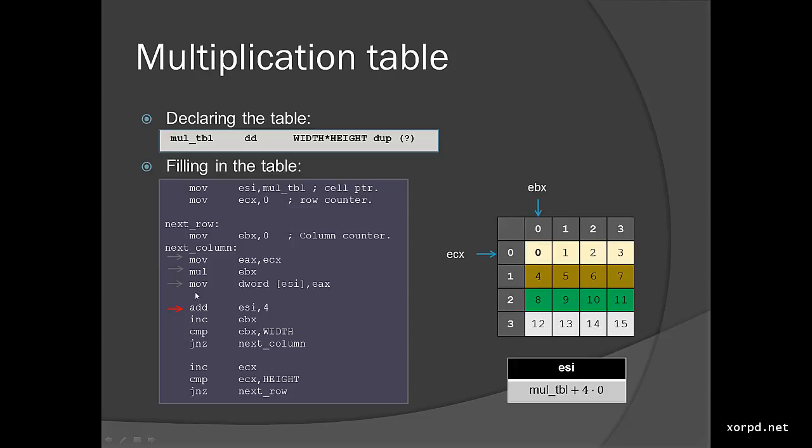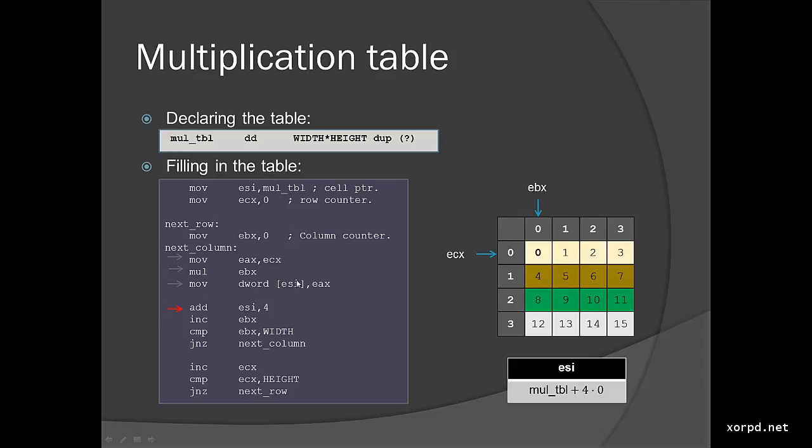Next, we have those 3 instructions, which, as you can see, I've skipped because I don't want to execute those every time here because it's quite boring. Let's see just once what those 3 instructions do. They take ECX, multiply it by EBX, and store the result inside ESI.